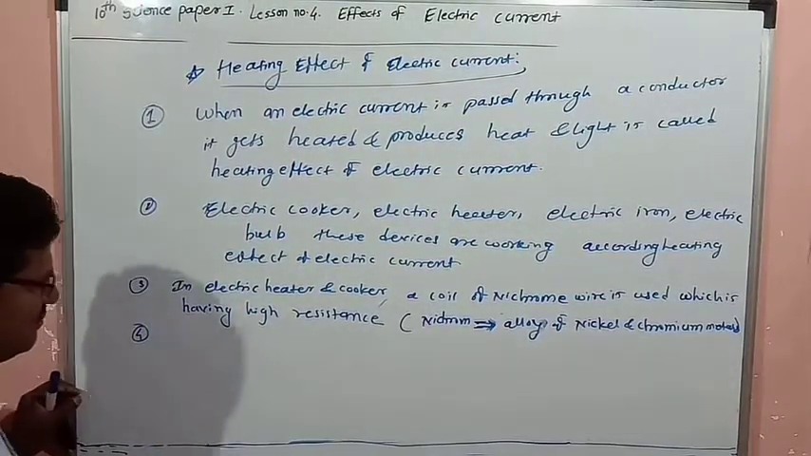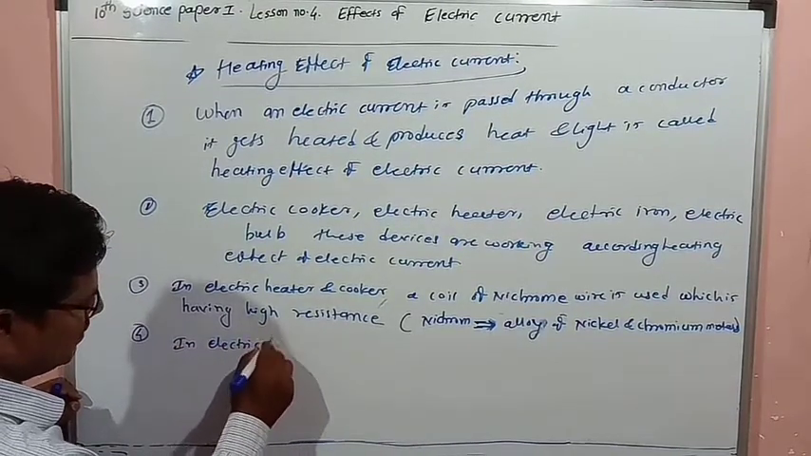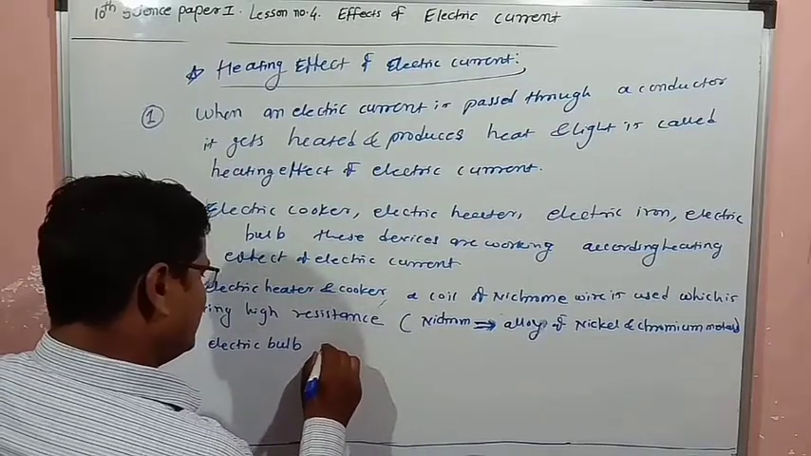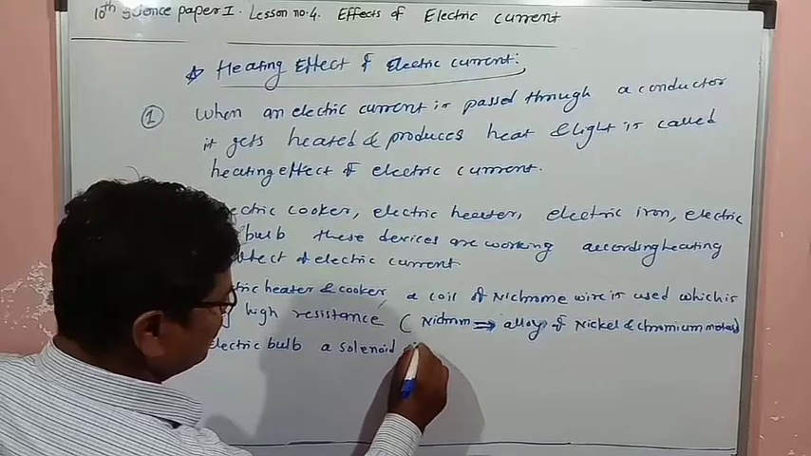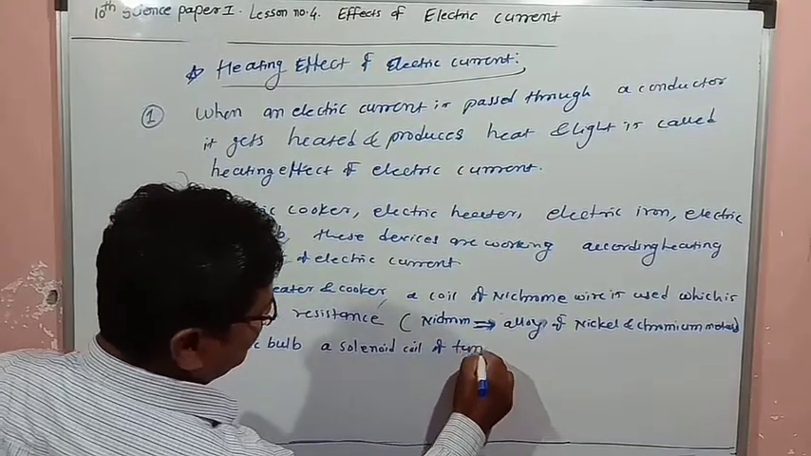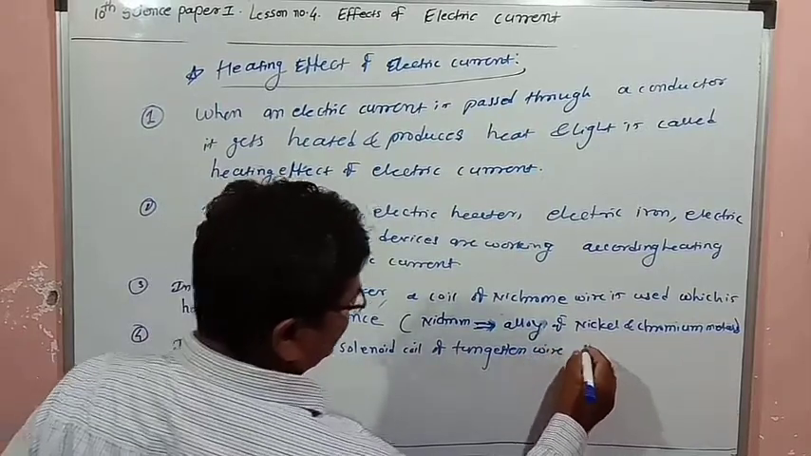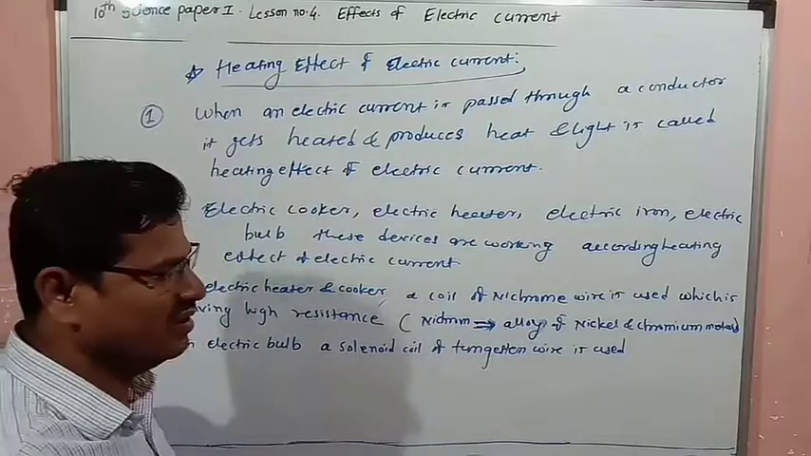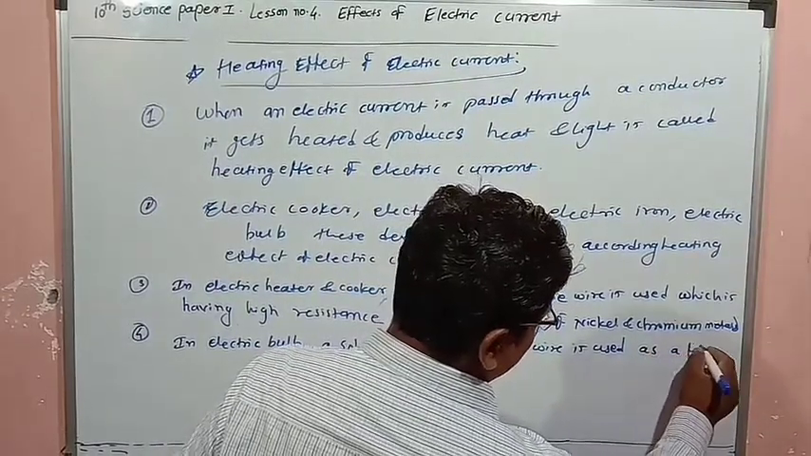Fourth point: in an electric bulb, a solenoid coil of tungsten wire is used as a filament.